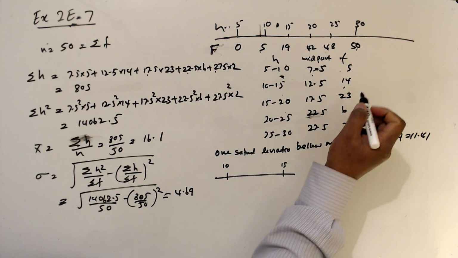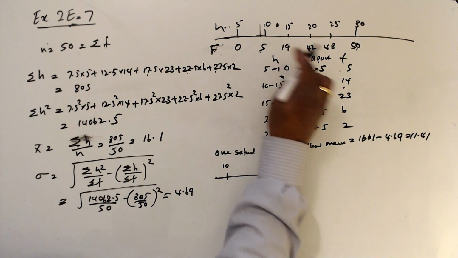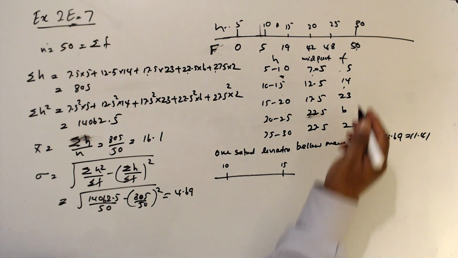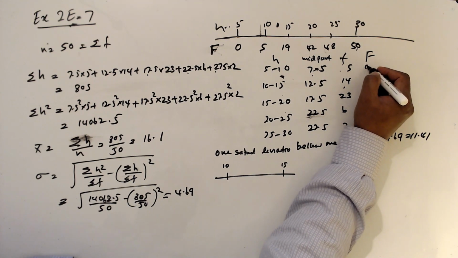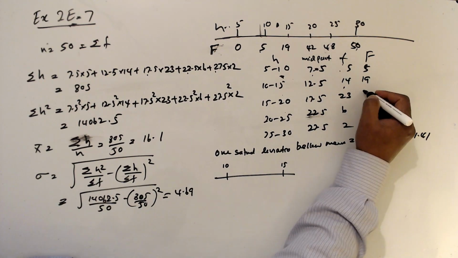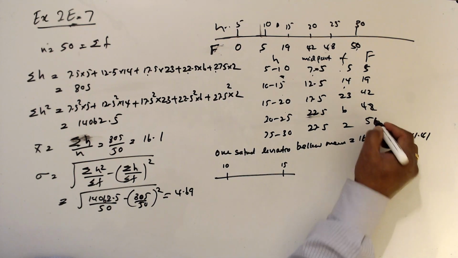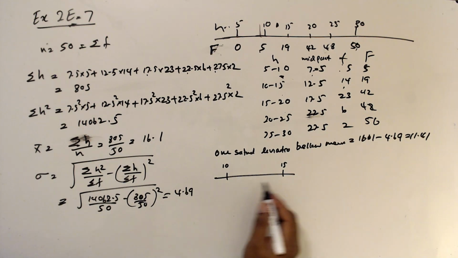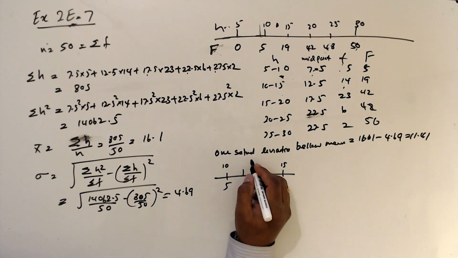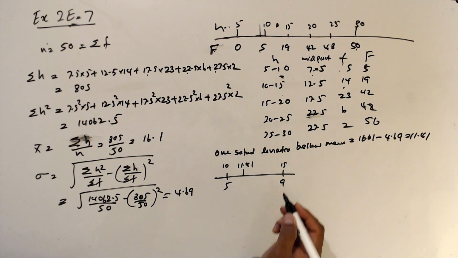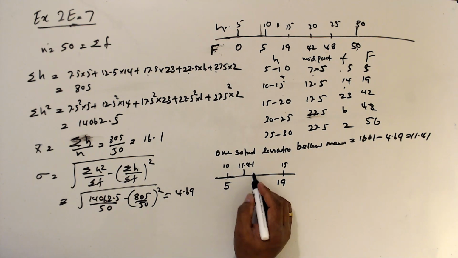I got here 19, here 14. That's fine. This is F, this is not the cumulative. Cumulative is 5, 19, 42, 48, 48, 50. So 10 and 15, 5 and 19. This is 11.41. This is 19, and we'll find this value first of all.